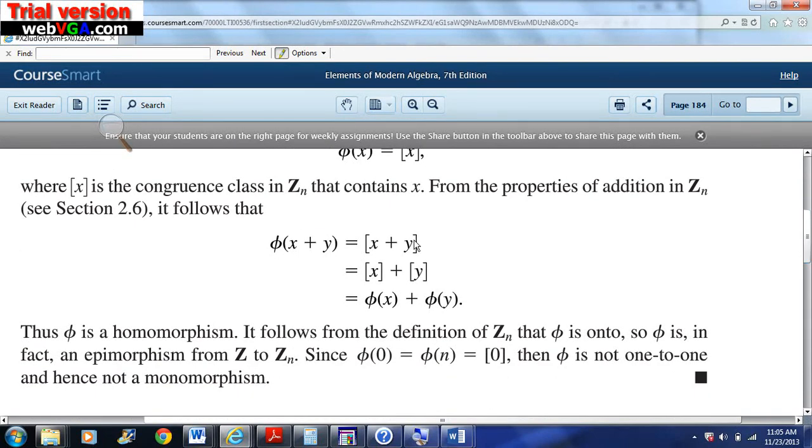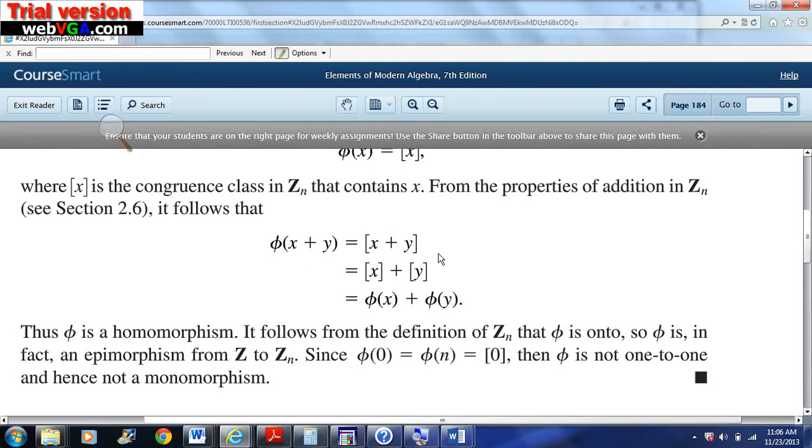And of course, this is equal to class x plus class y, which is the same as 5x plus 5y. So thus we have illustrated the property that shows that we have a homomorphism, that phi, the mapping from Z to Z sub n, is a homomorphism, because this property is obeyed. Phi of the quantity x plus y equals 5x plus 5y.